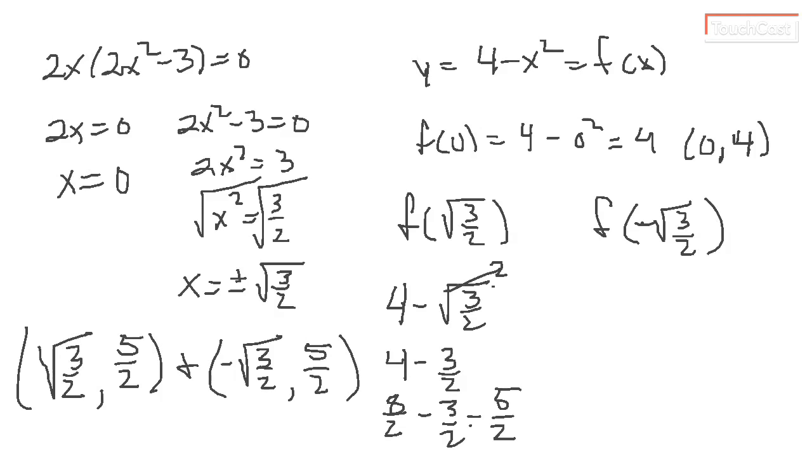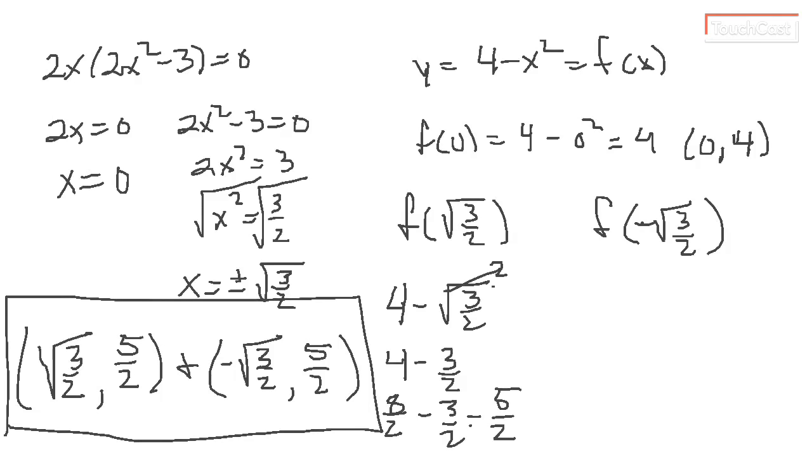So the 2 points that are closest to the point 0, 2 along this function are the positive square root of 3 over 2, 5 over 2, and the negative square root of 3 over 2, 5 over 2. And that wraps up our optimization lesson.